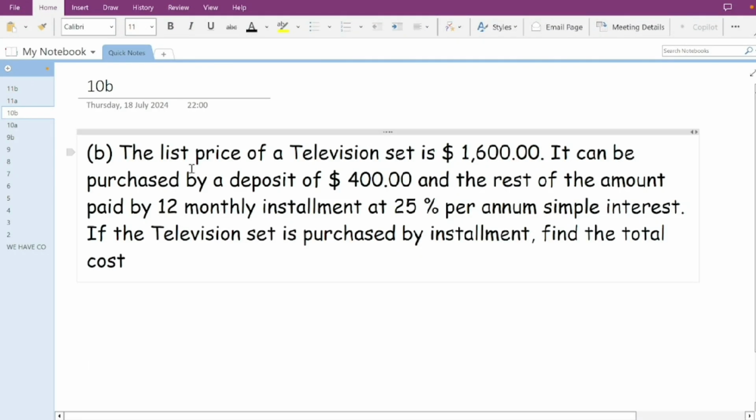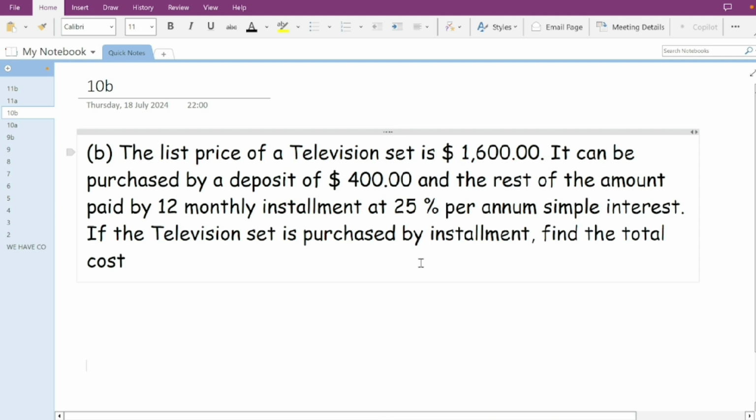Question 10b. The price list for a television set is $1,600. It can be purchased by a deposit of $400 and the rest of the amount paid by 12 monthly installments at 25% per annum simple interest. If the television set is purchased by installment, find the total cost.